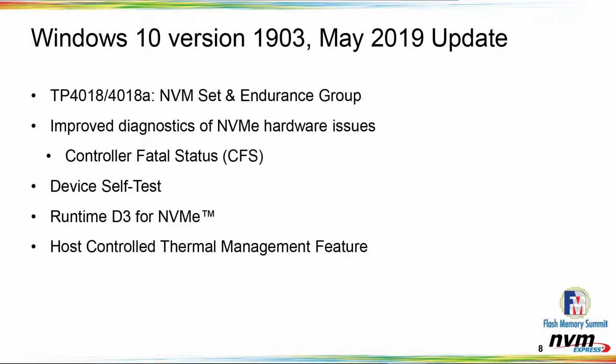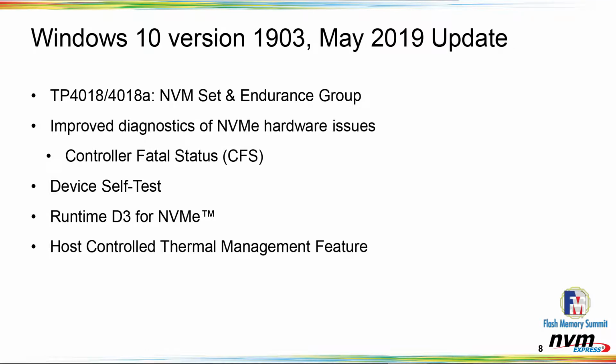The latest version of Windows is Windows 10 version 1903, the May 2019 update. These days with Windows, the version strings are always very long, so the latest version is 1903. In the current version of the NVMe driver, we've added support to parse NVM set and endurance group. We've also enhanced our diagnostics of various NVMe hardware issues, including controller fatal status. We've also added a way for applications to initiate the device self-test feature. And then there are two client-specific features that we've added support for: one is runtime D3, and the other is a host-controlled thermal management feature.